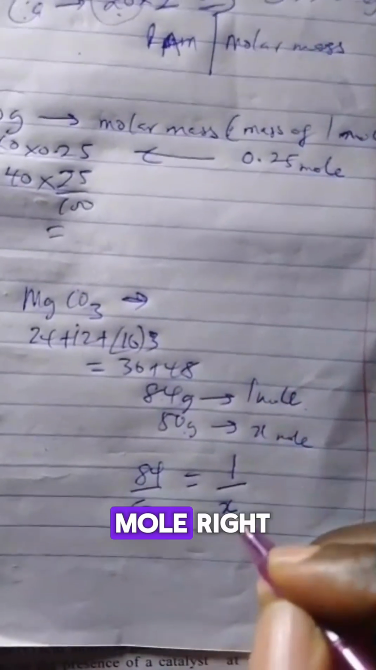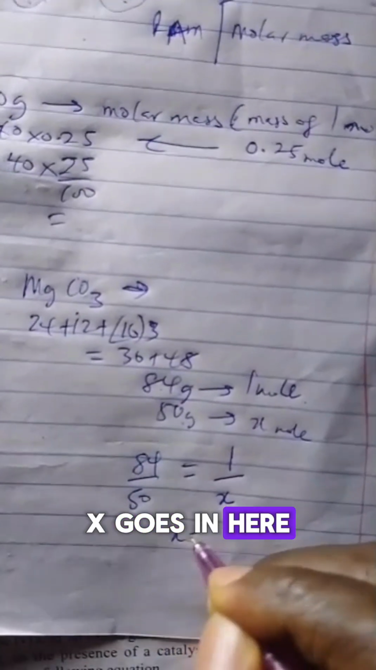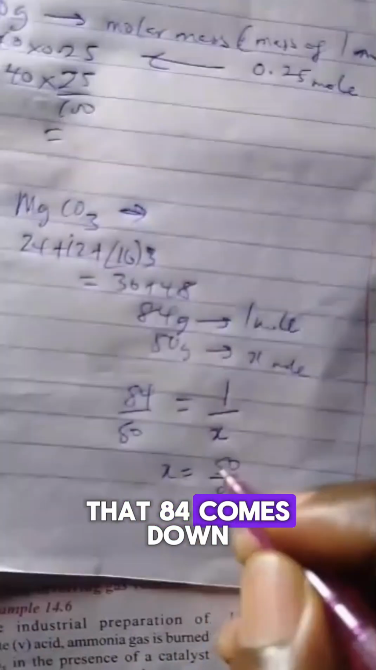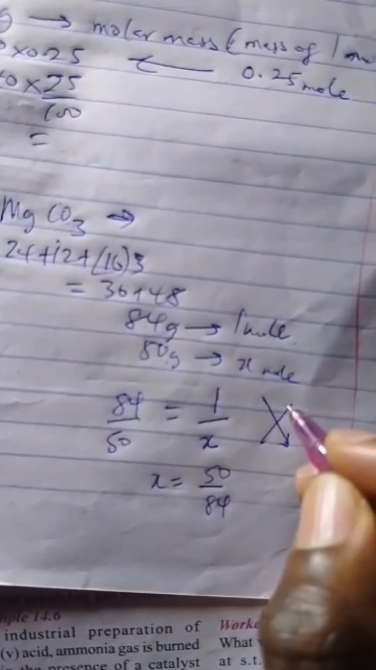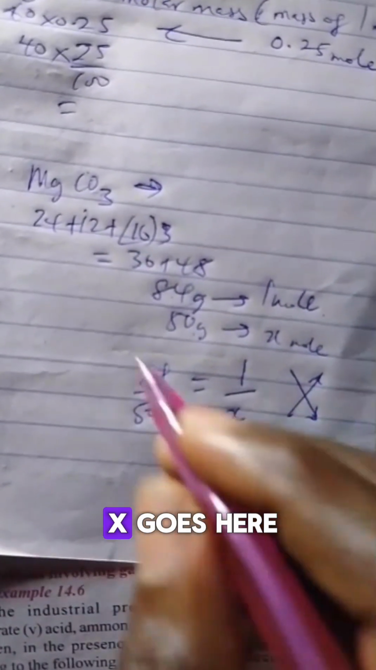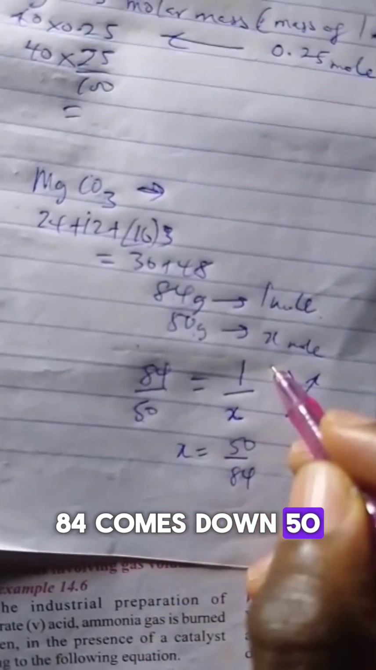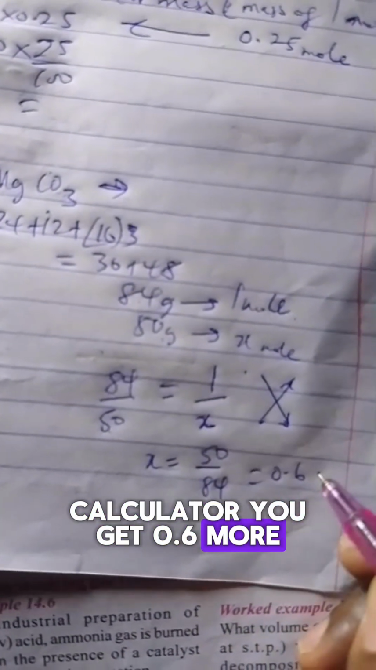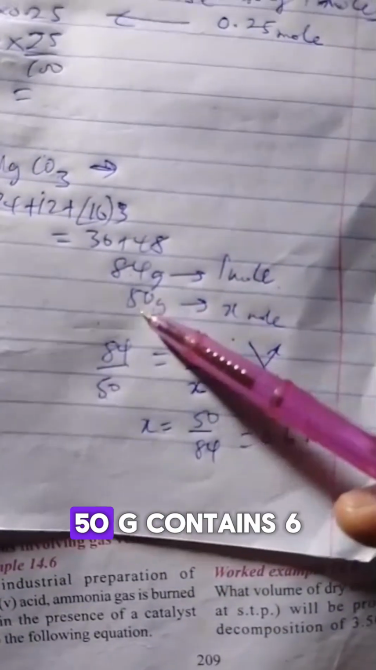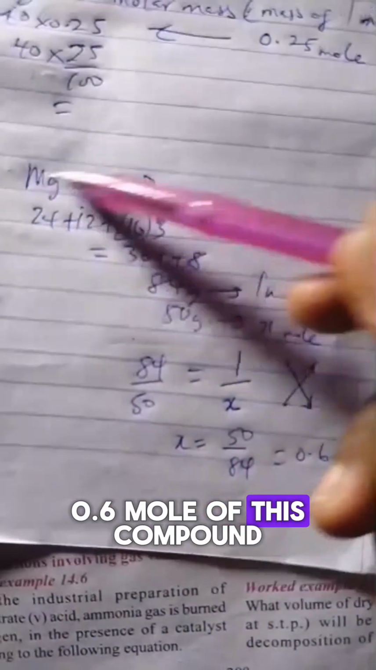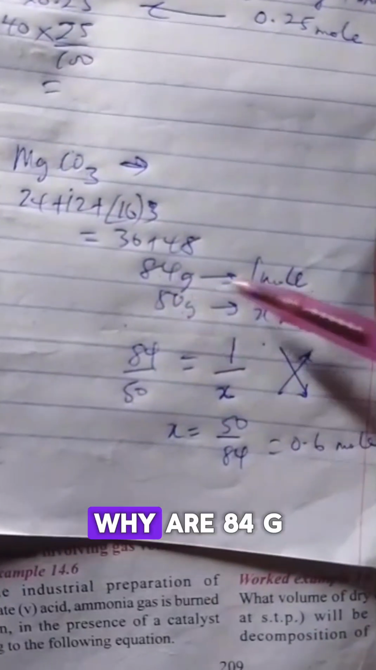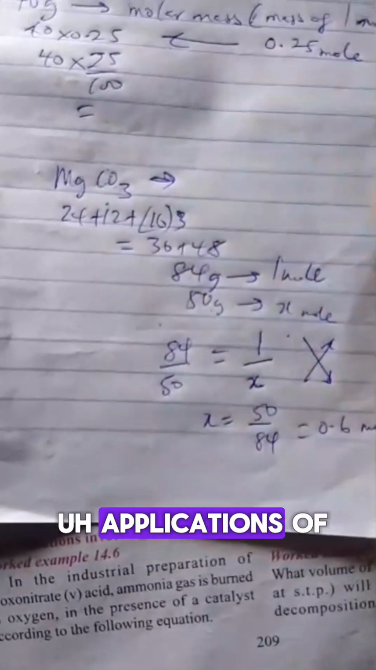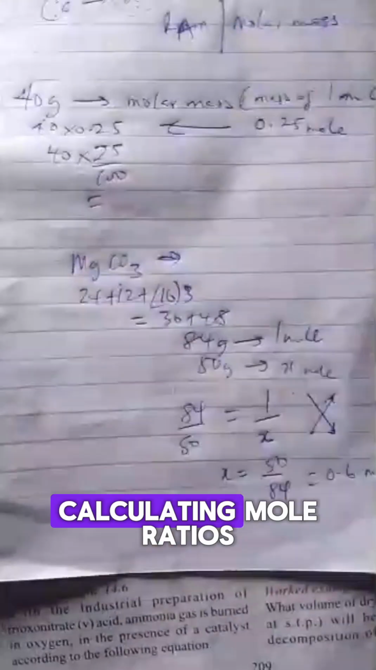Because mole cancels mole, right? Just cross multiply, like mathematics. So x goes here, 84 comes down, 50 goes here. You're left with x like this. Put that into your calculator, you get 0.6 mole. All right, 50 grams contains 0.6 mole of this compound, while 84 grams contains a whole mole of that. That's some of the applications of what we call stoichiometry, calculating mole ratios.